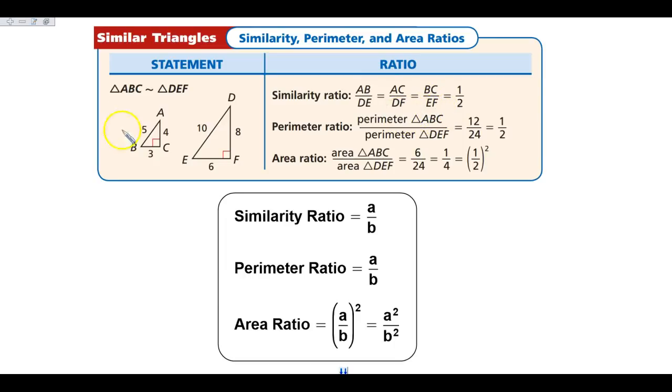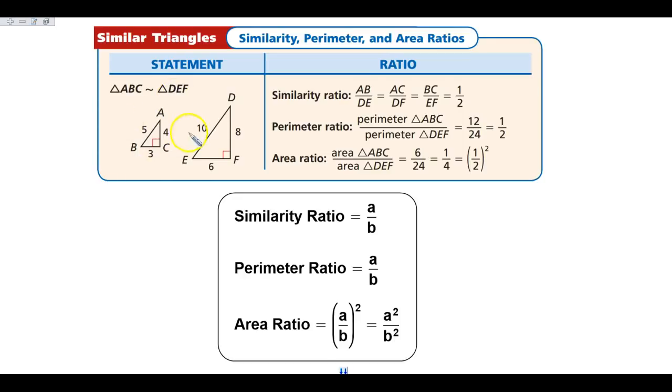Okay, my perimeter is 3 plus 4 plus 5 in this triangle. So 3 plus 4 plus 5 is going to give me 12. And over here, I'm going to do 10 plus 8 plus 6, and that's going to give me 24. Well, look, 12 over 24 is still 1/2.